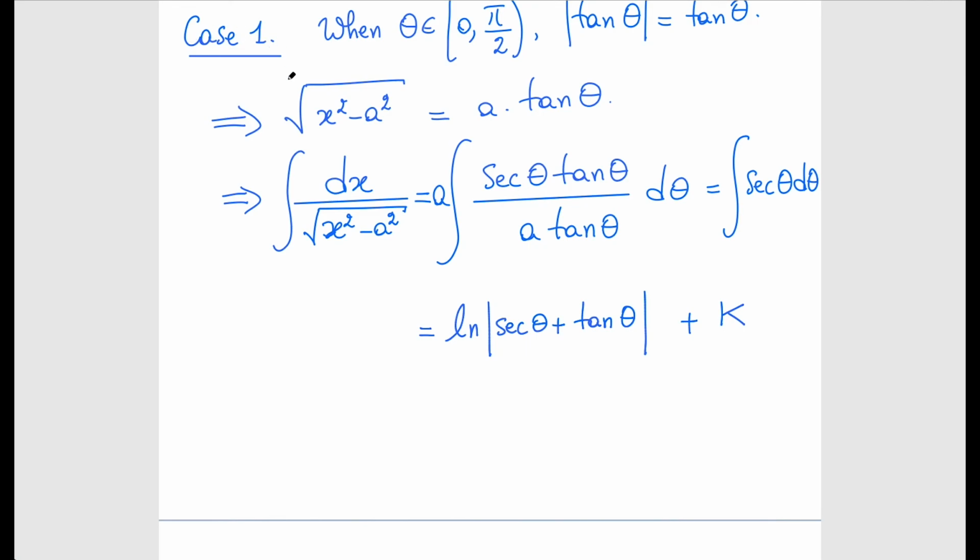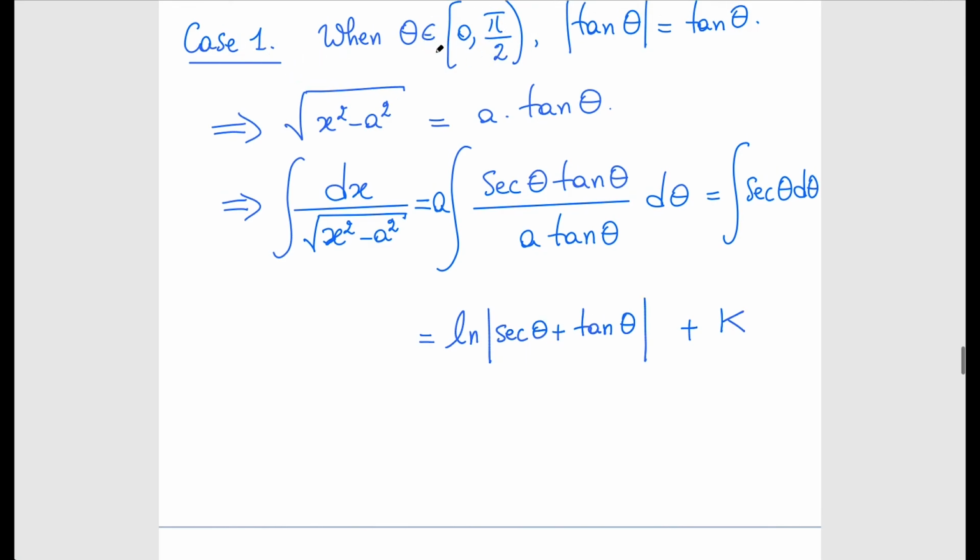But keep in mind that in case 1, theta is between 0 and pi over 2, which means tangent is positive. Tangent is positive in the first quadrant, and secant, which is 1 over cosine, is also positive. So technically those bars can be just parentheses, because if you add two entities, each of which is positive, you certainly get a positive entity. The absolute values are not doing anything in this context. Okay.